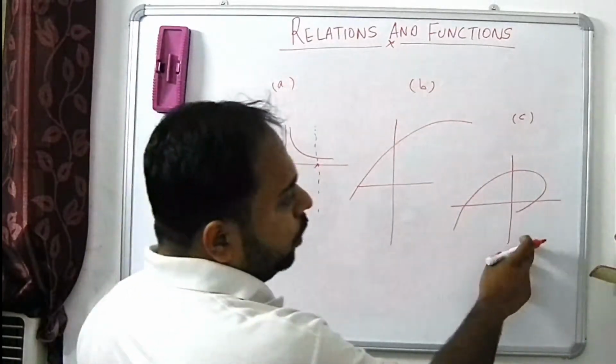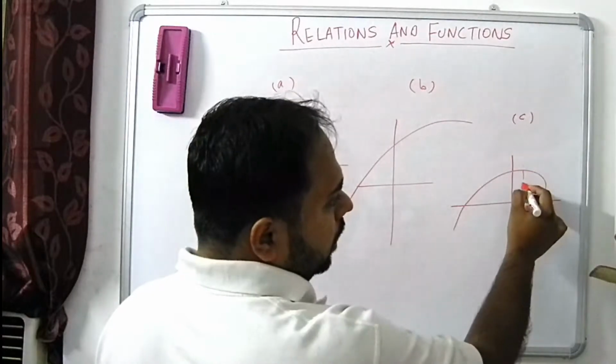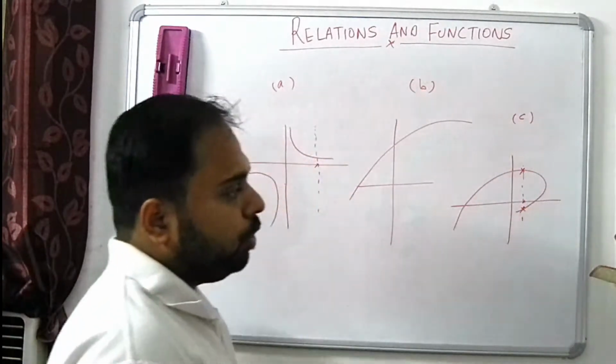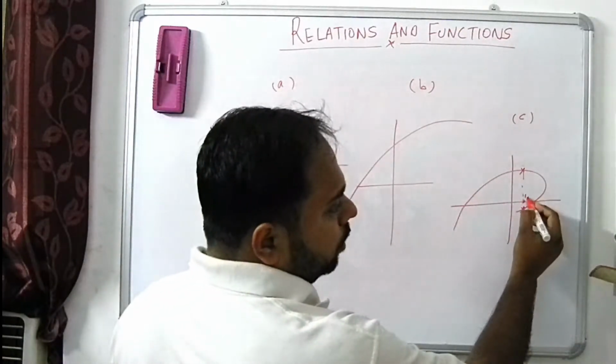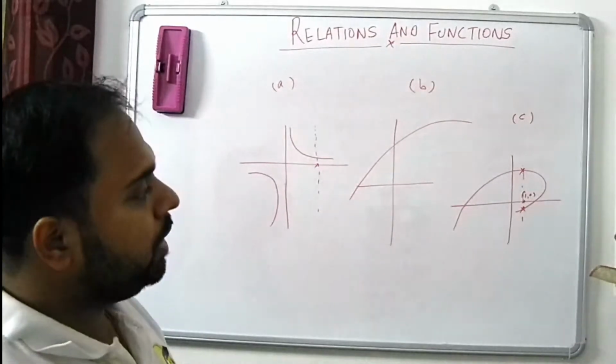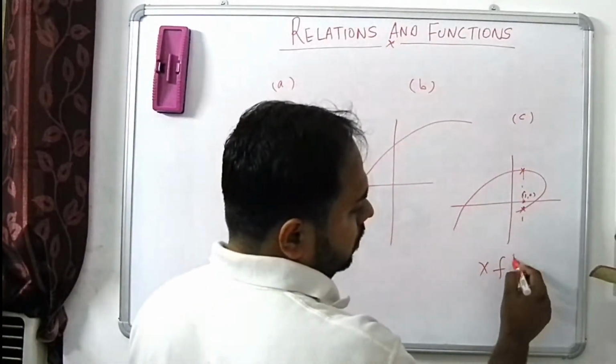Same thing here, but now for this case, let's see. This is the value of x, and we are drawing a line parallel to the y-axis. It's cutting the graph at this point and this point, right? So for the same x value, say 1, we are getting two values of y. So this cannot be a function. This is definitely not a function.